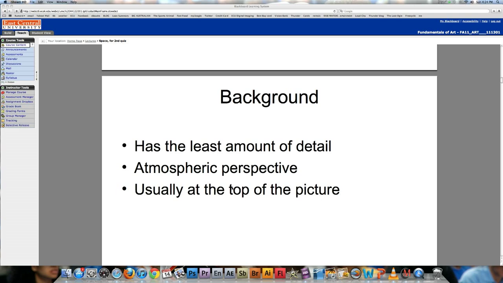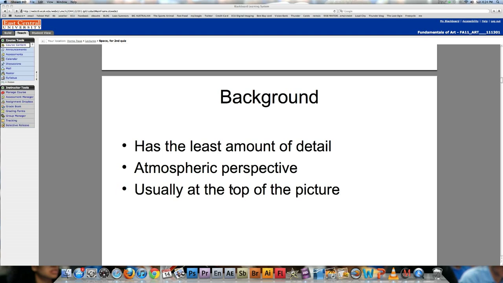Also, sometimes with background areas, you get atmospheric perspective. Atmospheric perspective is something that happens to objects that are extremely far away from the viewer. The best example of atmospheric perspective is if you're out west and you see a mountain that's 100 miles away. What color is that mountain going to be? It's almost always going to be blue or violet, or somewhere in between blue and violet.